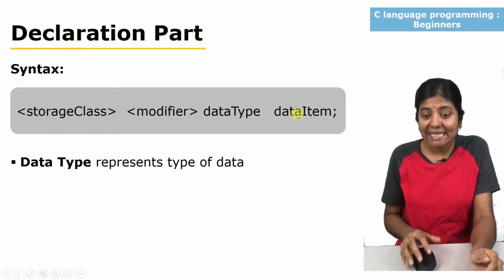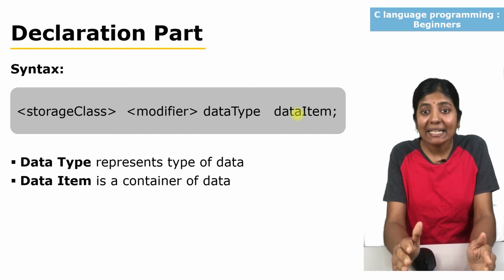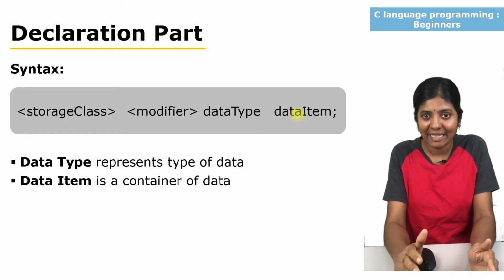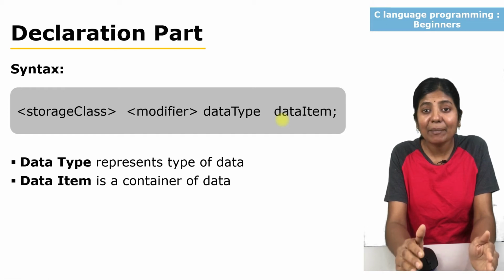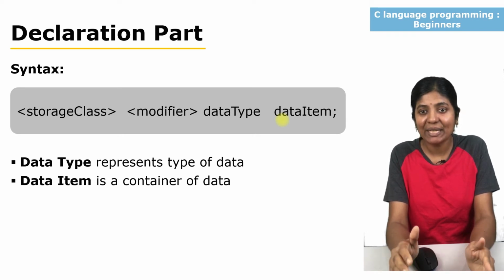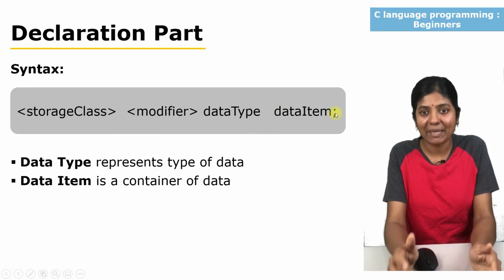The next one is data item. Data item is a container of data, or we can say a placeholder where we can store the data. The data item name can be any name of our choice, but we must follow some naming conventions. About naming conventions, I will teach you in the next video. Now, let's see this declaration part with some examples.